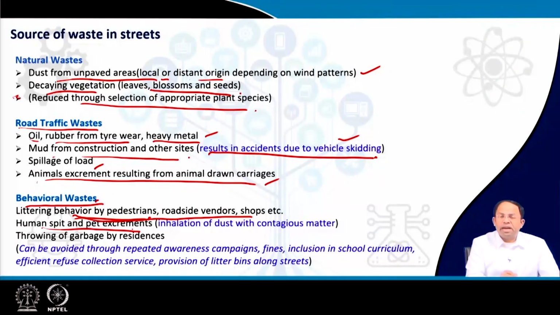Then human spit and pet excrements. Sometimes for domestic pets, people take them out for a walk, and that also results in this kind of animal excrements. Human spitting behavior. So these are again behaviors which we can change. And the problem is dust and all. There is a lot of dust on Indian roads. It will get mixed with this contagious matter. Then we will breathe that, and that will lead to other kinds of diseases.